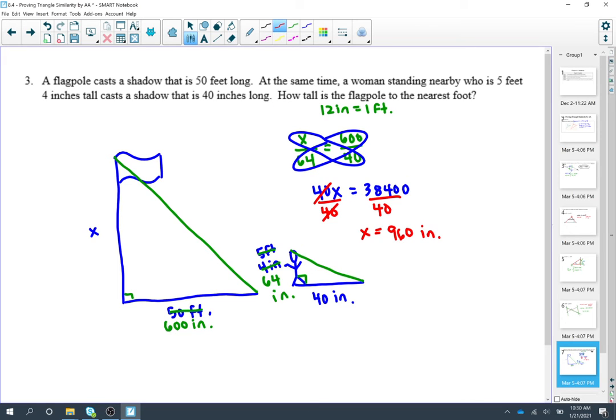So if they want us to do the flagpole to the nearest foot, we then have to divide that by 12, which is going to get us x equals 80 feet, and there's actually no decimal on that. So if we round it to the nearest foot, we know that the flagpole is 80 feet tall.